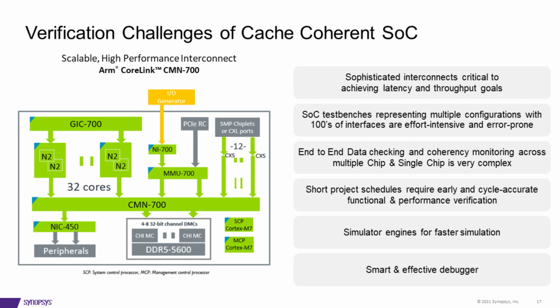Now, working with different customers, what we have seen is there are very specific challenges which our customers face today. Some of the key challenges which our customers are facing, I'm going to list down. They are as follows. These are sophisticated interconnects, and it is critical to achieve latency and throughput goals. The SOC test benches representing multiple configurations with hundreds of interfaces are effort intensive and error prone. For such a system, doing end-to-end data checking and coherency monitoring across a single CMN 700 or multiple CMN 700s is going to be very complex.